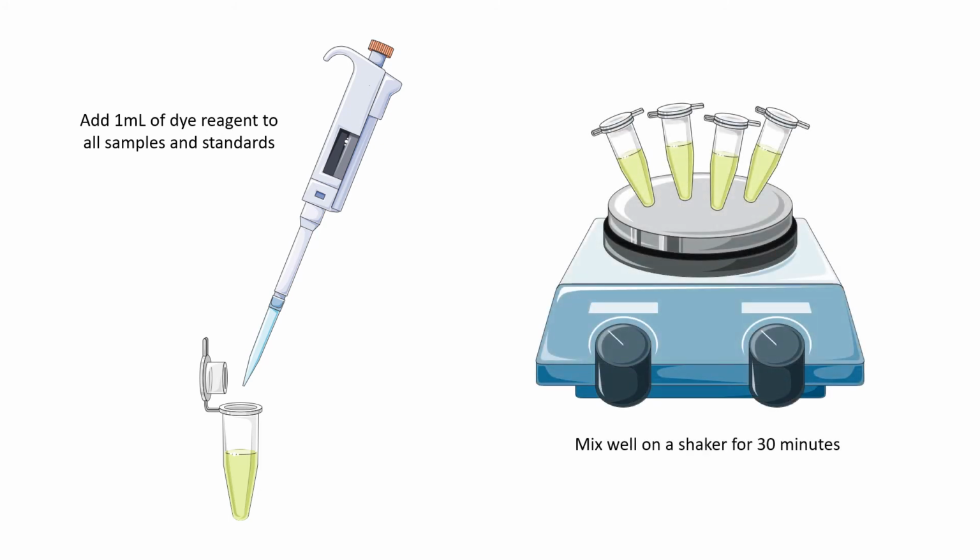So 1 ml of the dye for each sample, or to each tube in which we have a sample, and to each tube in which we have a standard. Okay, so 1 ml of the dye reagent will be added to each sample and to each standard tube, and this will then be placed on a shaker for 30 minutes to ensure that there's good mixing between our dye reagent and our sample, or between our dye reagent and our standards.